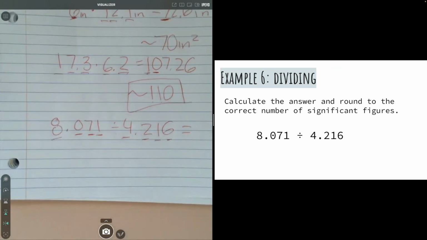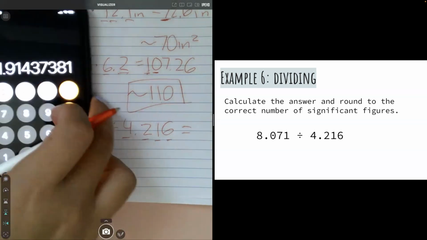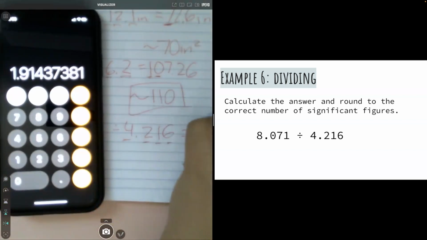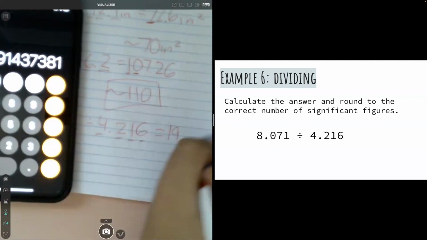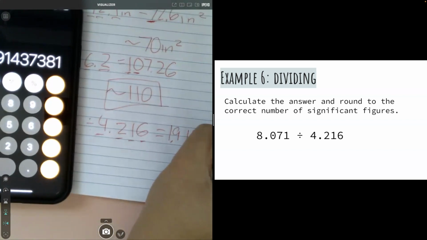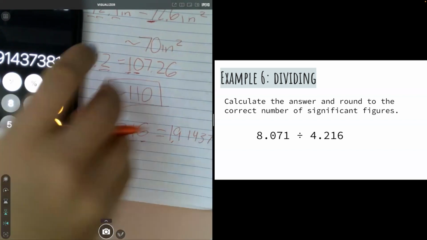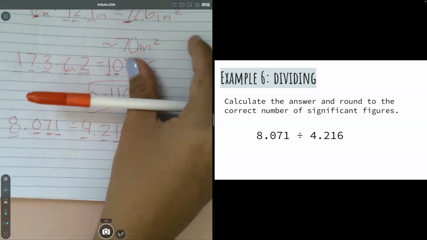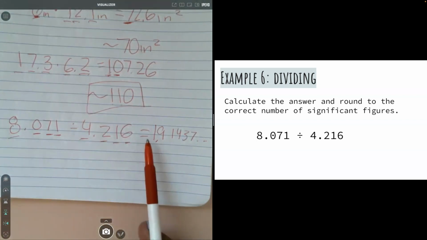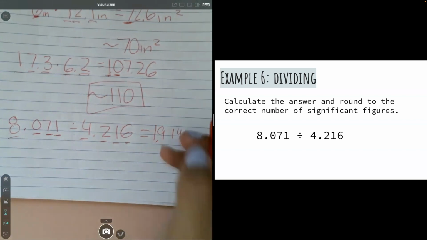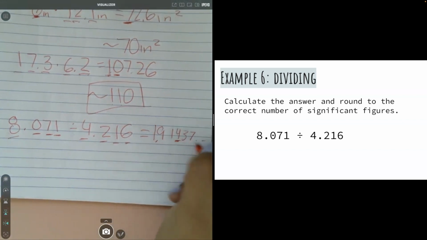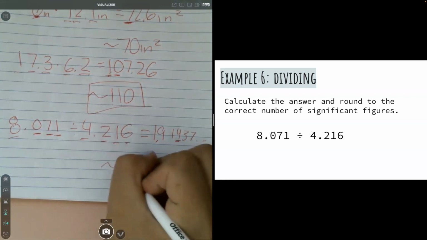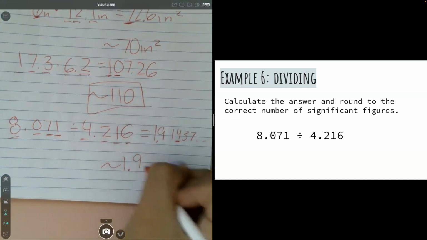I put in my calculator 8.071 divided by 4.216, and I got this, so 1.91437, and then it keeps going, but we're going to round that anyway. Counting from the left, I need to have 4 sig figs, so 1, 2, 3, 4. This 4 is the 4th significant figure. Looking to the right of it, we have a 3. That means we're going to round down to 1.914.